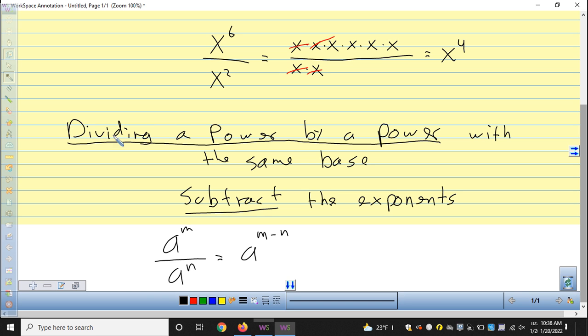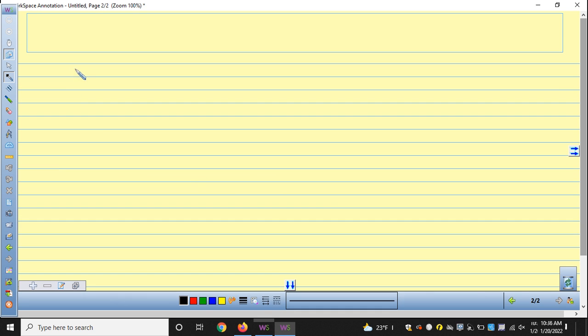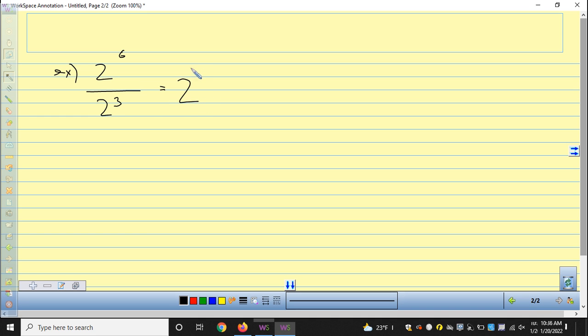All right, so let's look at a few examples. 2 to the 6th divided by 2 to the 3rd. We have the same base. So we're going to apply our rule, and what do we get? 2 to the 3rd. And if we wanted to simplify this further, we would say 2 times 2 is 4, times 2 is 8.